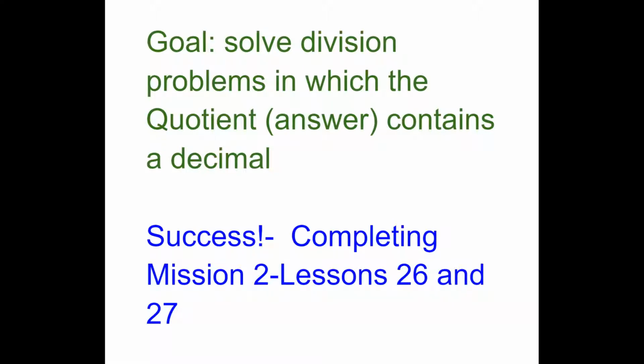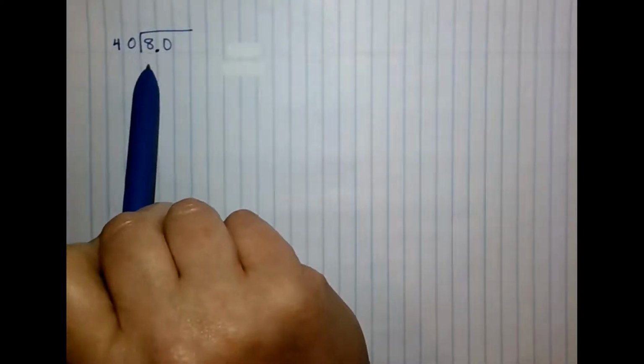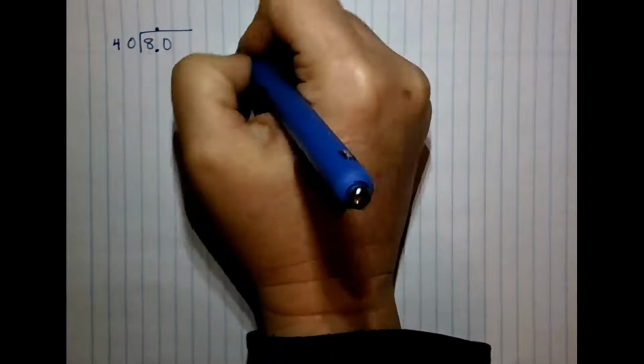Let's get started. In looking at our problem, we cannot make a group of 40 from 8. However, we can make groups of 40 from 80 tenths. We can make two groups of 40 from 80 tenths. And now we're going to follow our same steps just as before. Dividing with decimals is the same as dividing with whole numbers. We just have a little dot. And here we see our answer is 2/10.